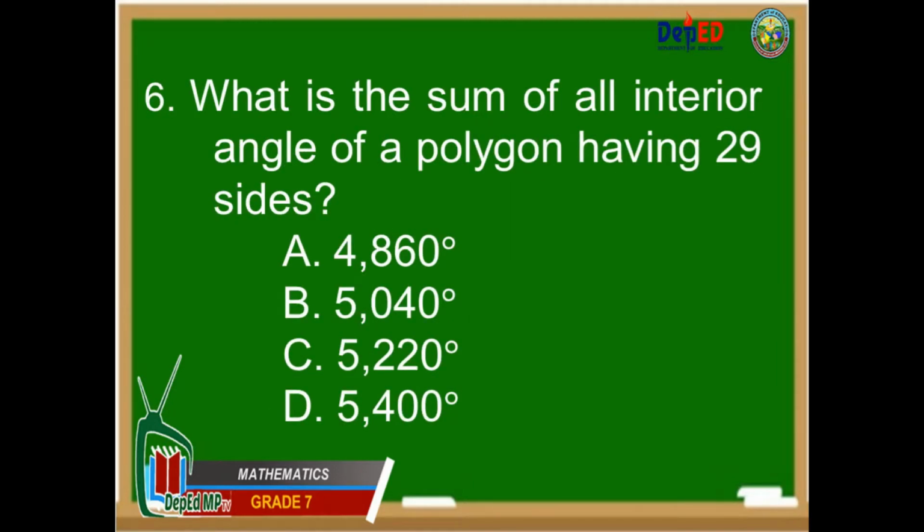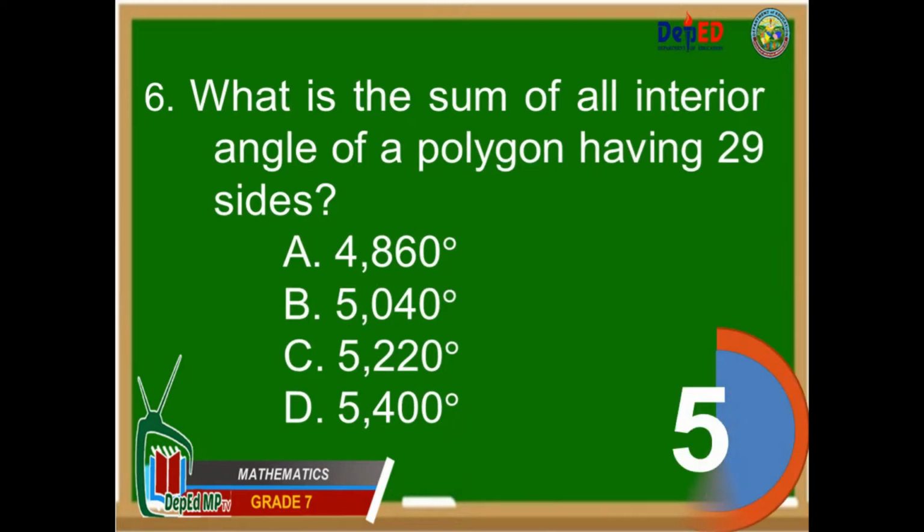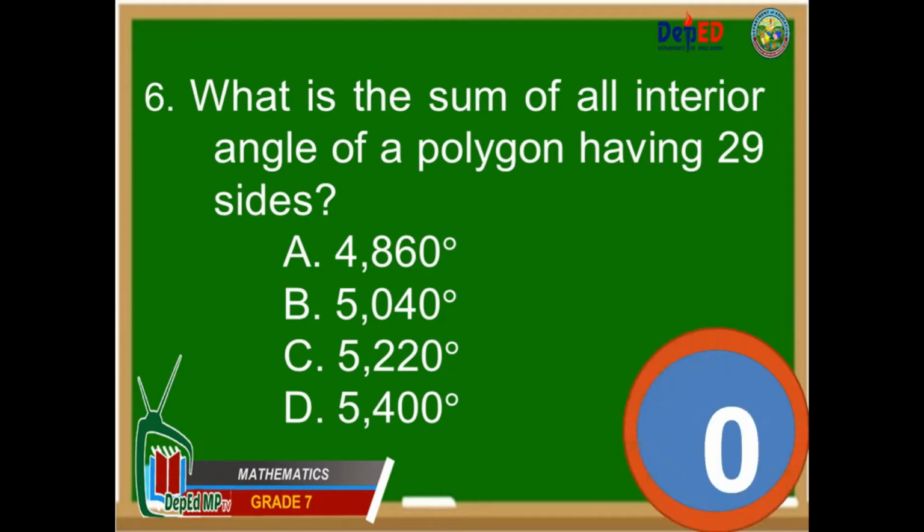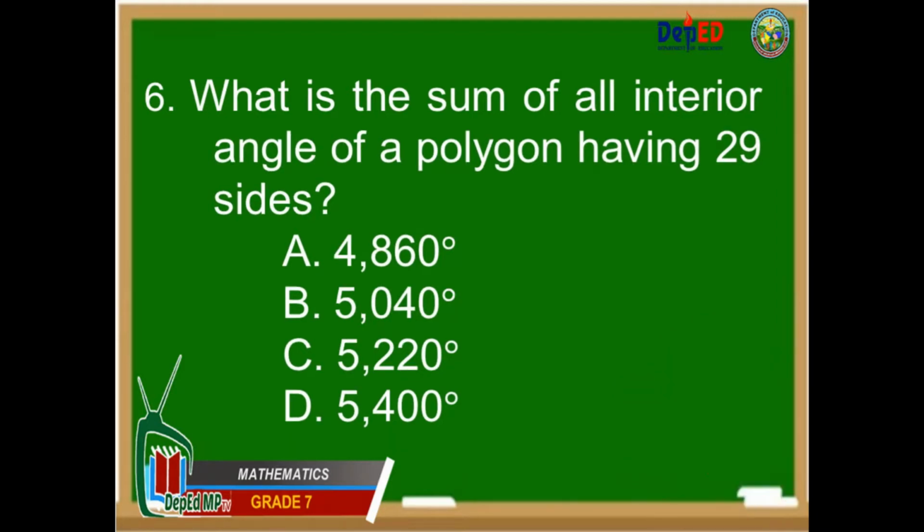Number 6. What is the sum of all interior angle of a polygon having 29 sides? Letter A, 4,860 degrees. Letter B, 5,040 degrees. Letter C, 5,220 degrees. Letter D, 5,400 degrees. And the answer is letter A.